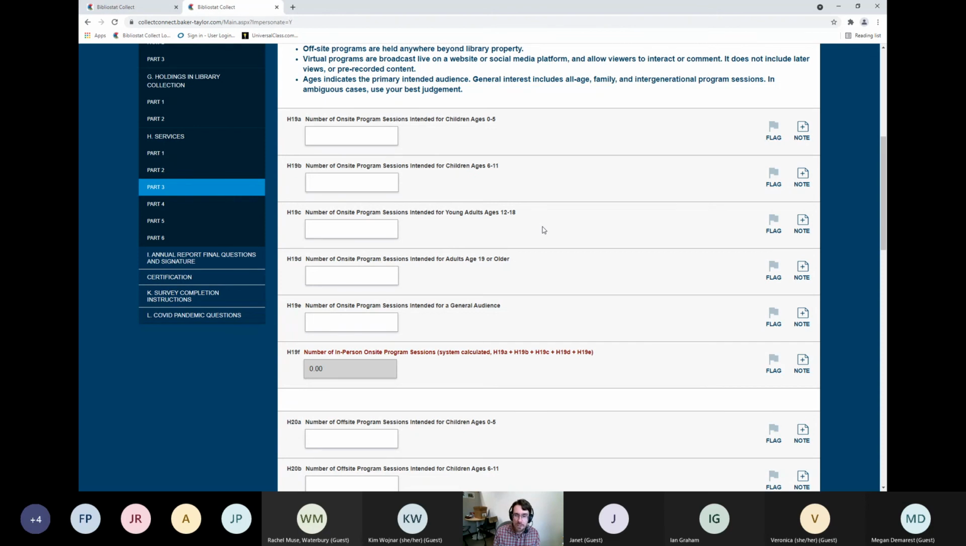Again, we have changed the categories since last year. Last year, there were children 0 to 11, teens 12 to 18, adults 19 plus, and there was no general audience. So you may not have answers for some of these because we only told people about it in the summer when IMLS added the questions. So if you don't have those categories, don't worry, just leave those new ones blank.